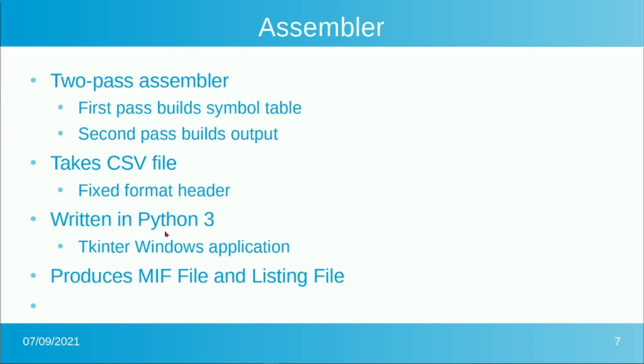Now my assembler is written in Python 3. It's not very complicated. You can see what it would have to do from the previous slides. It's a tkinter Windows app, so you double click it and open the file. It saves the path of where your last compilation was done to make it a little bit easier to run. And it does produce 2 types of output files. One of them is the MIF file, the memory initialization file, which is used by the ROM itself, and a listing file to make it easy to debug. It adds the addresses to the source file and creates a separate listing file.